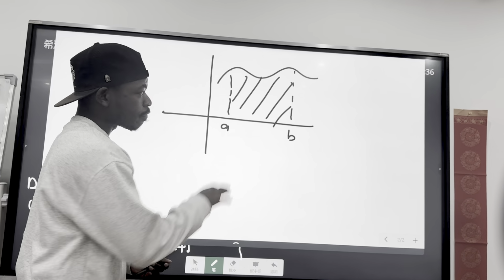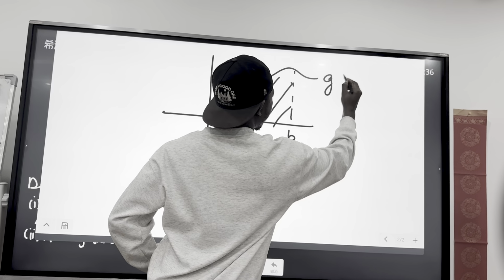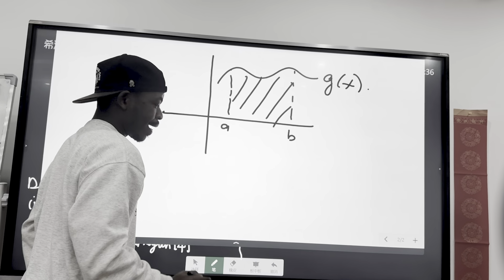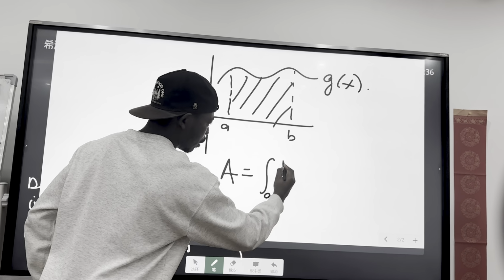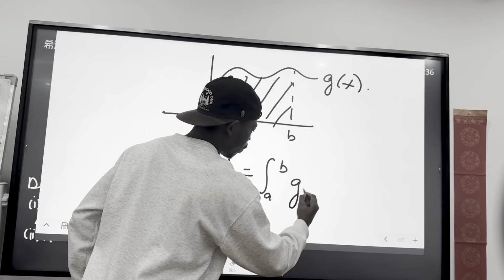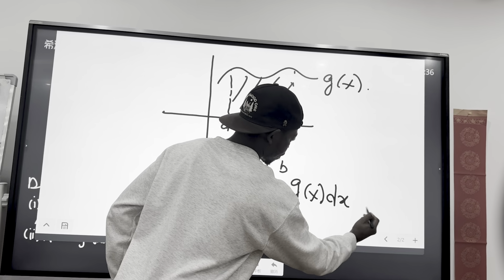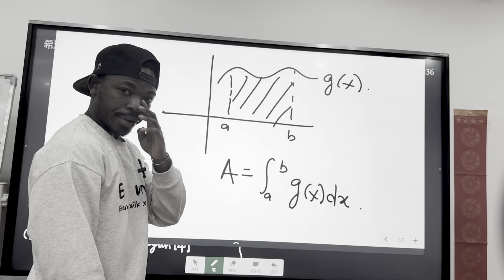So if they ask me, find the area of this function g of x, what do I do? I just need to integrate g of x from this limit a to b. So I integrate g of x like that. Then I'm finding this area.